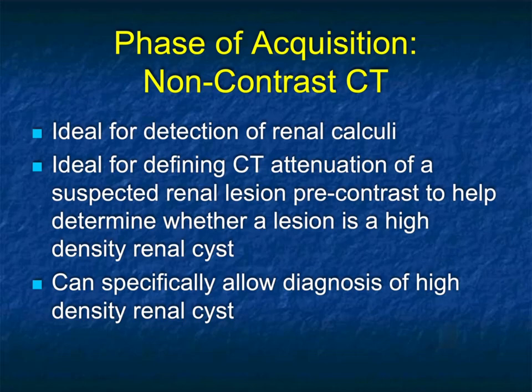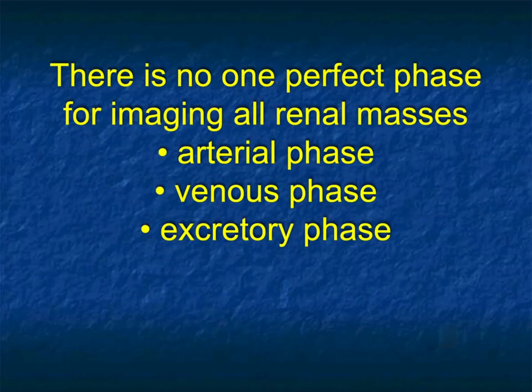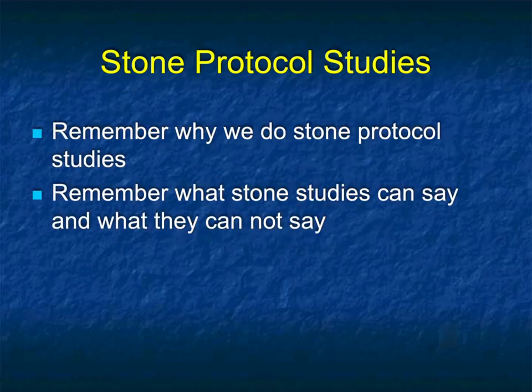And again, if you know something's a high-density renal cyst or it's a simple cyst, you don't need to give IV contrast to make that diagnosis. So let's look at some of the things. Also, as I tell you, as we look through this, I will agree that there is no one perfect phase for all renal pathology or all renal masses. Each phase has advantages, and we discuss this in great detail in our lectures on the kidney.